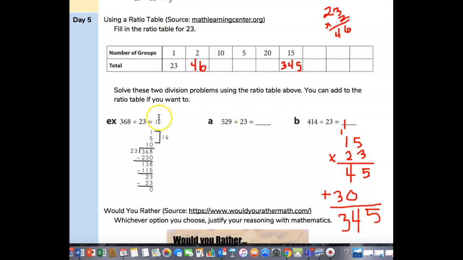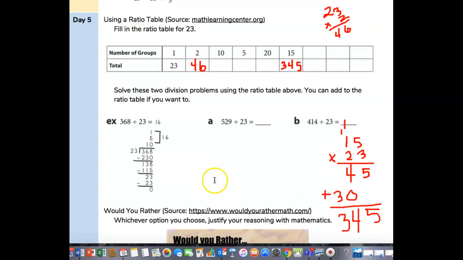All right, now let's see. Solve these 2 division problems using the ratio table above. You can add to the ratio table if you want to. Oh, I see. Okay, so 368 divided by 23. How many 23s are in 36? 1. 1 times 23 is 23. Then we subtracted and got 138. Oh, I see. So we have to finish this table so that we can do this.